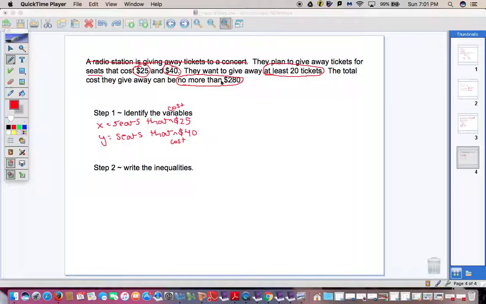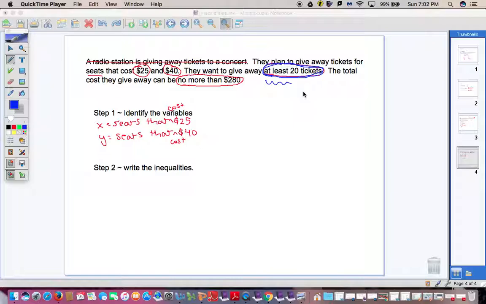Let's first start with they want to give away at least 20 tickets. Now, if they're just giving away at least 20 tickets, this has nothing to do with money, does it? Nothing to do with money. And so they're just giving away at least 20 tickets. And at least means they could give away more than 20 tickets. And they could give away exactly 20 tickets. But they're not going to give away less than 20 tickets.